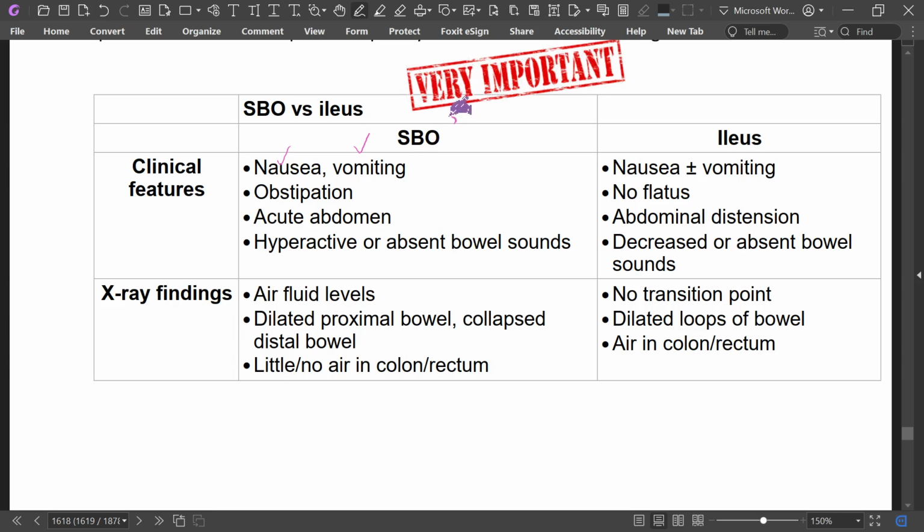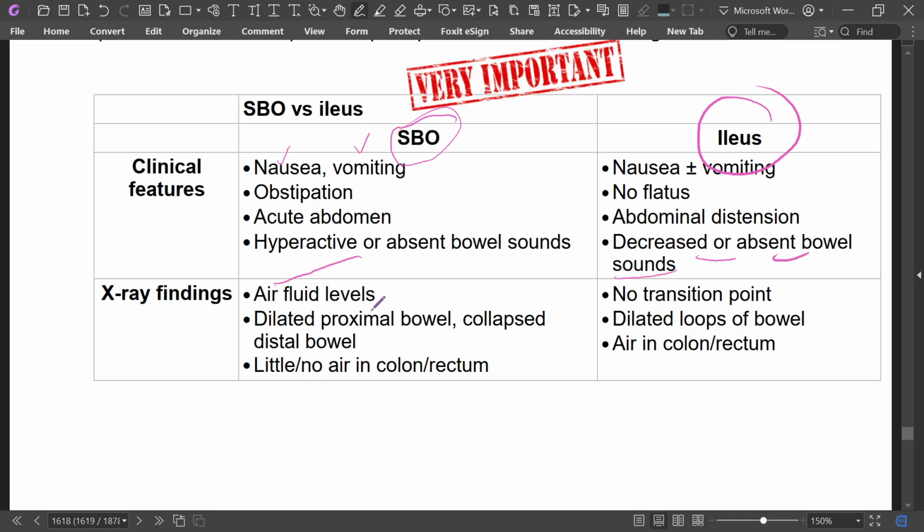But in small bowel obstruction, there is hyperactive or absent bowel sounds. But in ileus you may get decreased or absent bowel sound.